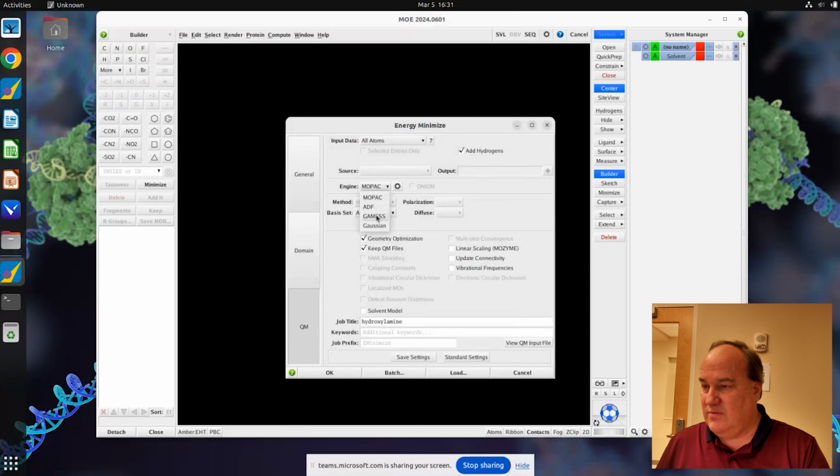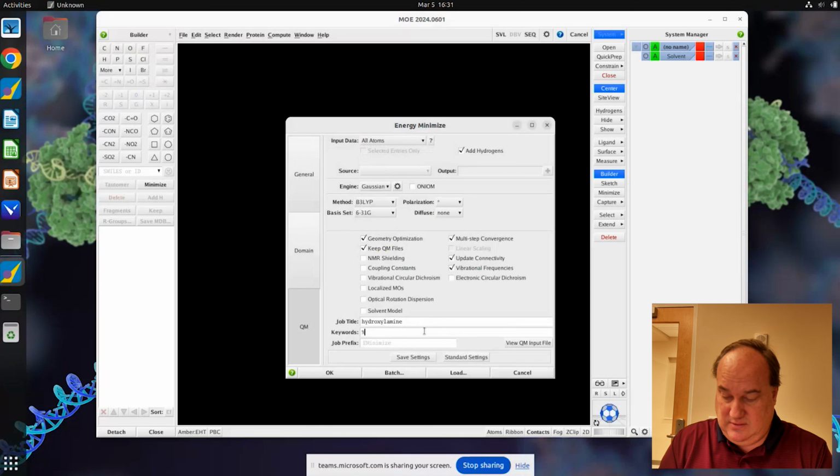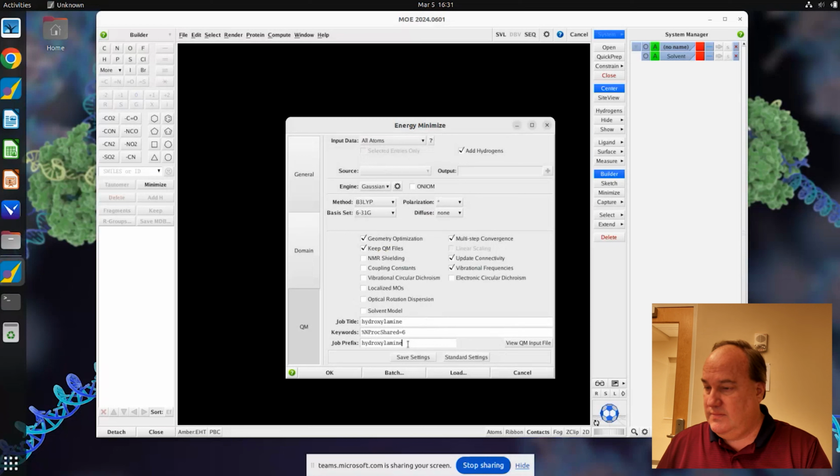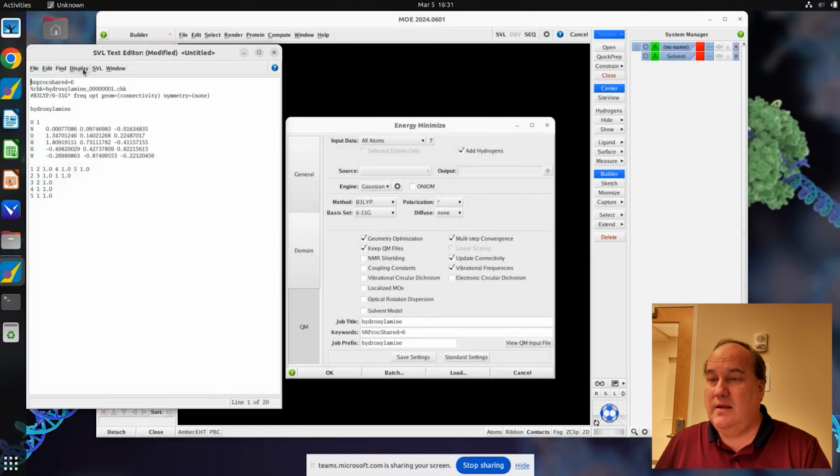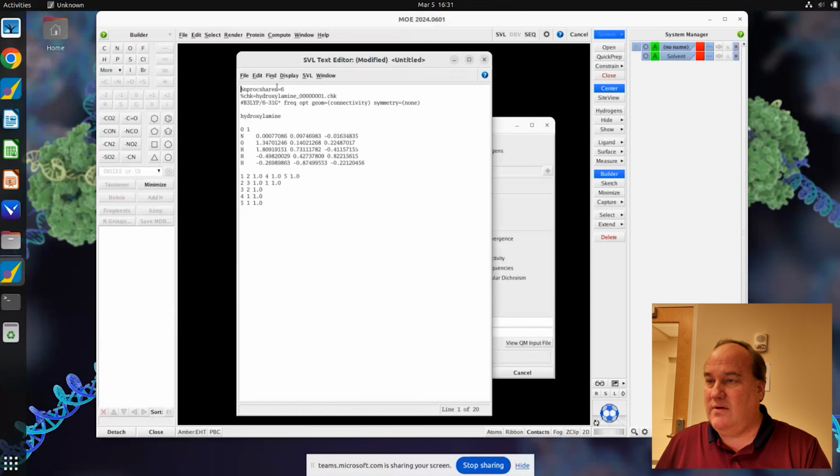Now I need to shift over to Gaussian. I usually start at the top and work my way down. So we'll use DFT. We will set our polarization to D, 6-01G, no diffuse functions. And I'm going to use 6 processor cores, like so, and we will do our hydroxylamine, and we'll get our input file, right?